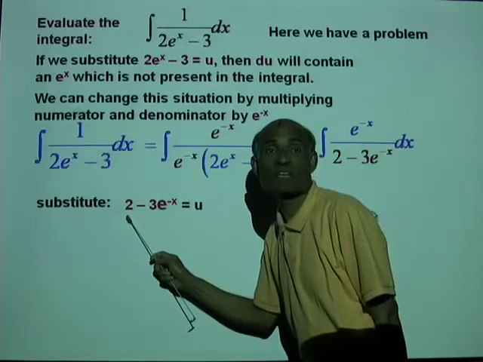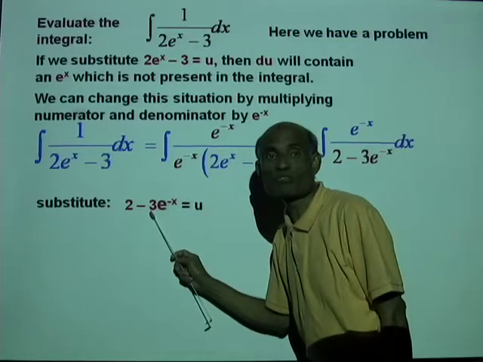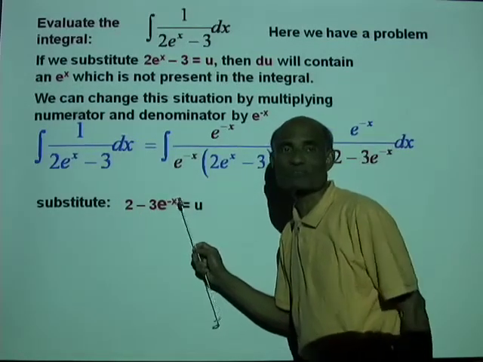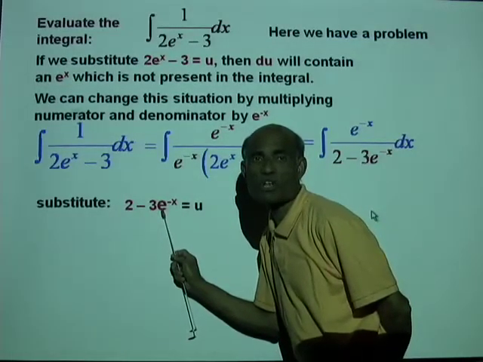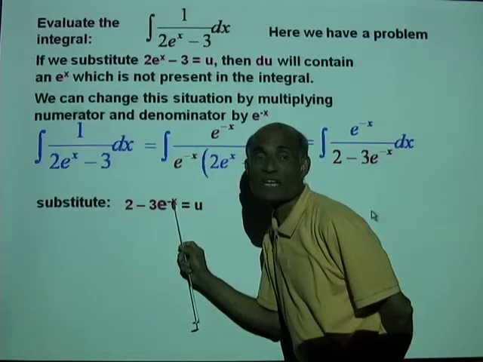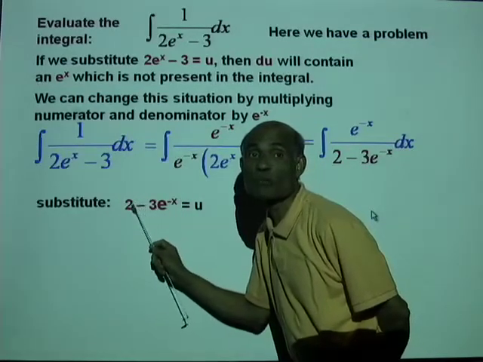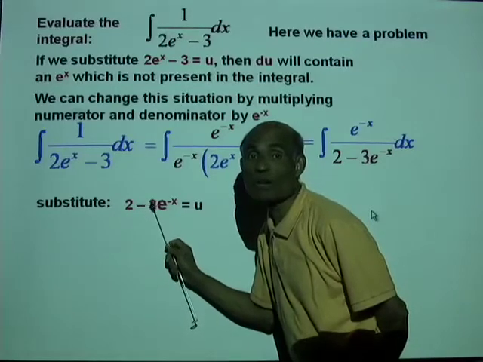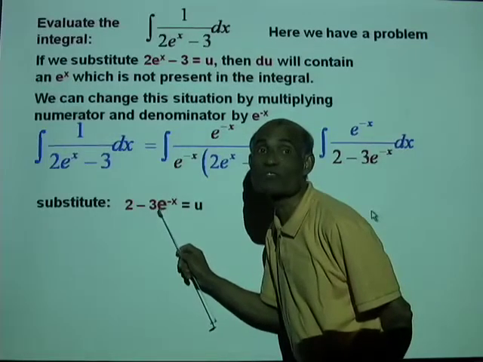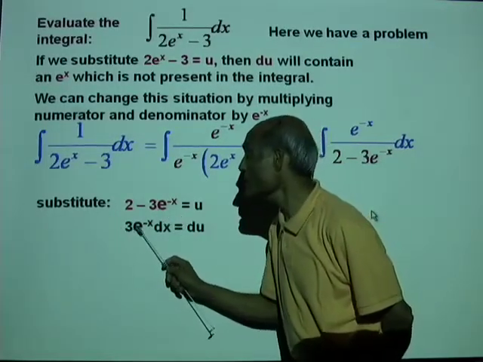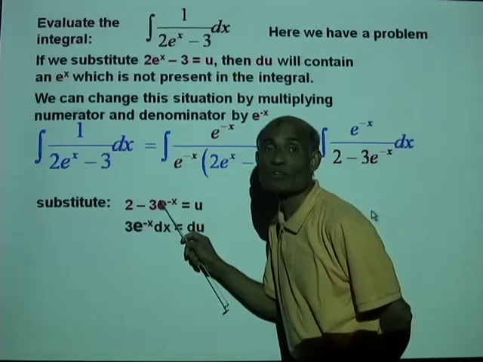Alright, how do you take the differential? Differential of 2 is 0. And what is the differential of 3 e to the power of negative x? Now, leave that negative 3 alone. The differential of e to the power of negative x is e to the power of negative x times negative 1. So this will be negative 3 times negative 1 will become positive 3 e to the power of negative x dx. That's the differential of the left hand side. So 3 e to the power of negative x dx is the differential of the left hand side. Do that one more time.